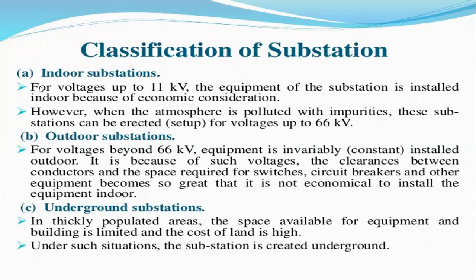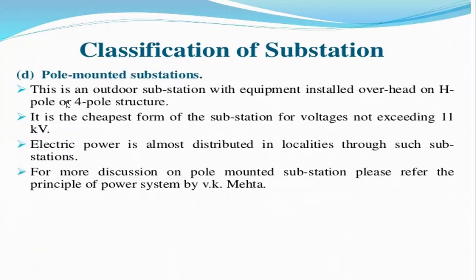Next, the last one is the pole mounted substation. This is an outdoor substation. There is no room in that; the equipment is installed overhead on an H-pole or a 4-pole structure. It is the cheapest form of substation for voltages not exceeding 11 kilovolts.